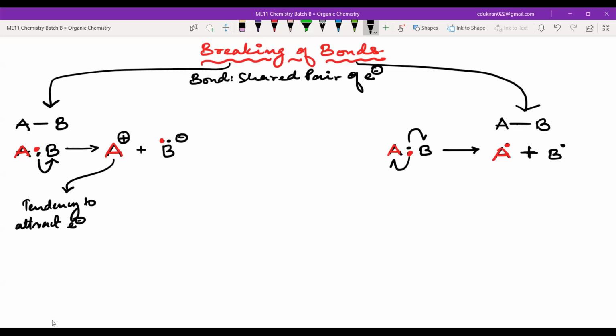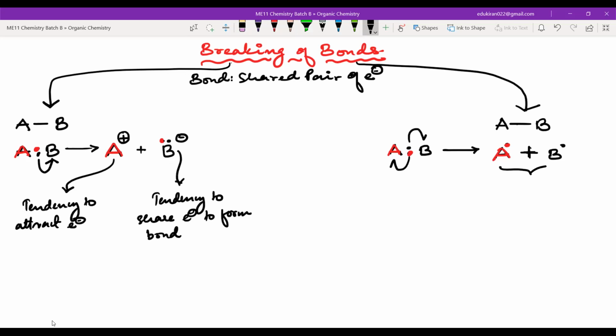What about B negative? B negative has a very strong tendency to share electrons to form a bond, because it has charge, and charge is bad. Okay, charge is bad. What about these guys, A and B?